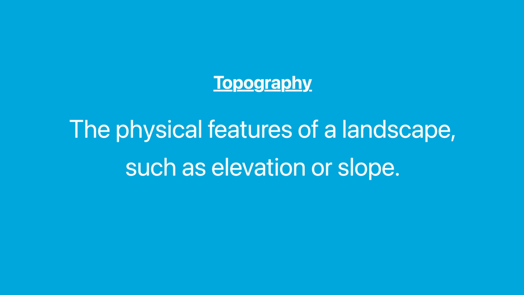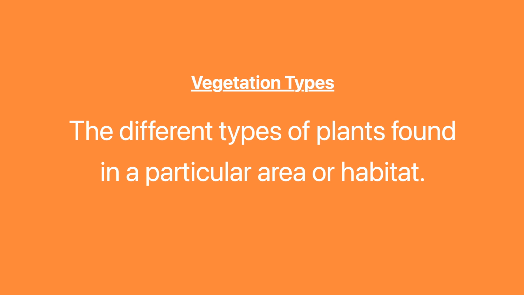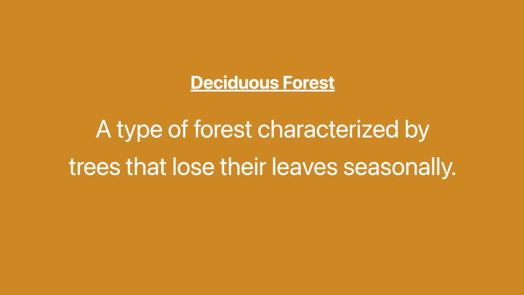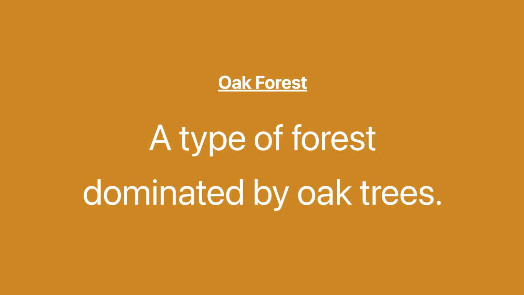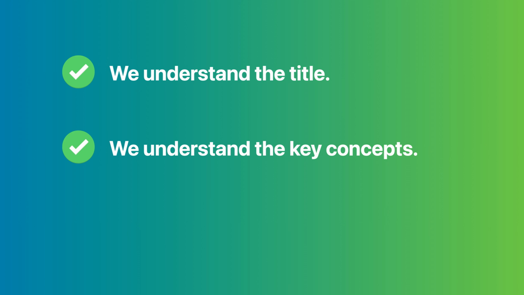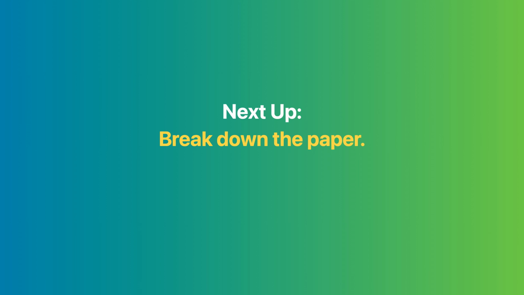Topography: the physical features of a landscape, such as elevation or slope. Vegetation types: the different types of plants found in a particular area or habitat. Deciduous forest: a type of forest characterized by trees that lose their leaves seasonally. Oak forest: a type of forest dominated by oak trees. Now that we understand the title and key concepts, we're ready to dive in and break down this paper.